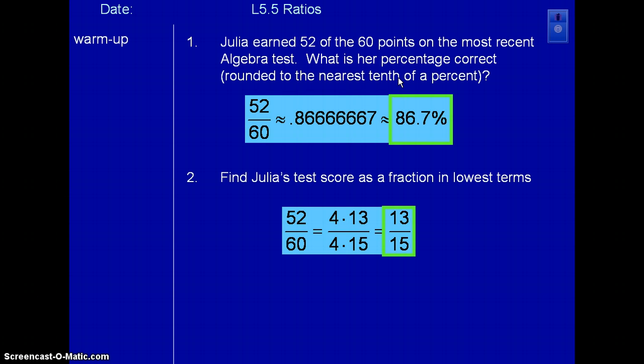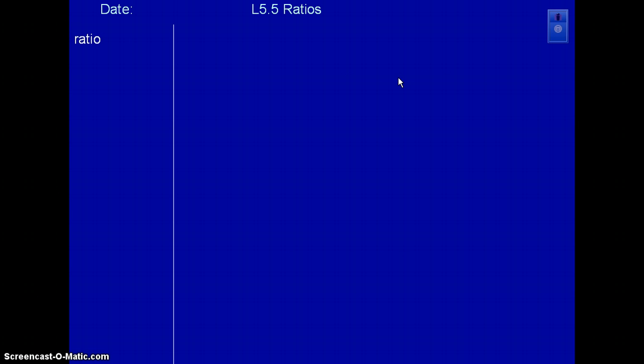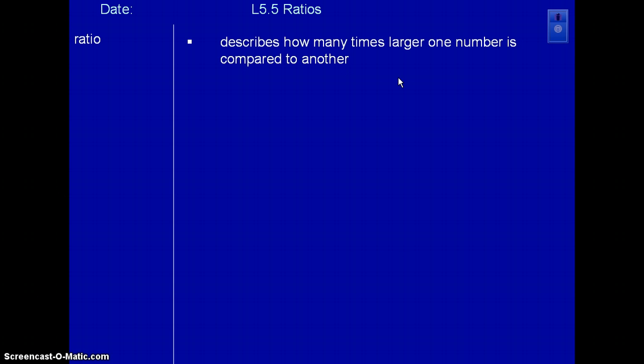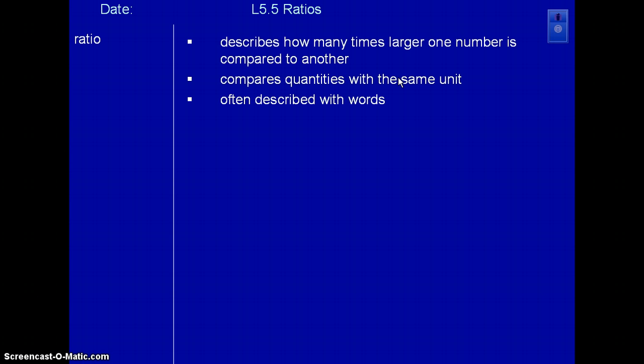In both of these examples, we have actually just used a ratio. A ratio is something that describes how many times larger one number is compared to another. It compares quantities essentially with the same unit. In our warm-up, we were comparing points in both the numerator and the denominator. It's often described with words in order to have an idea of what the numbers stand for.